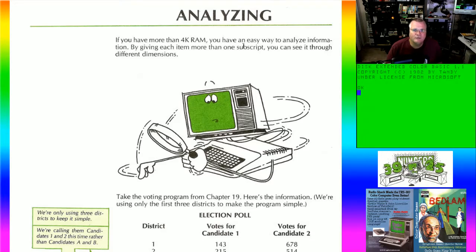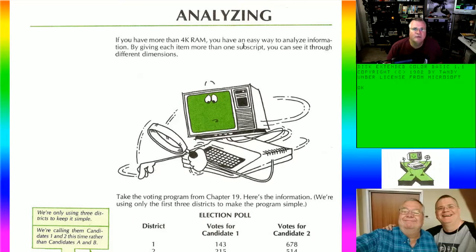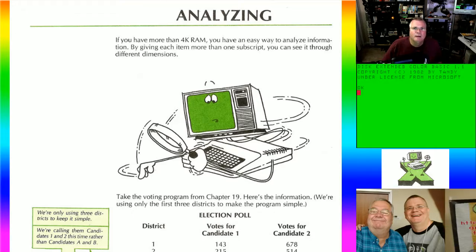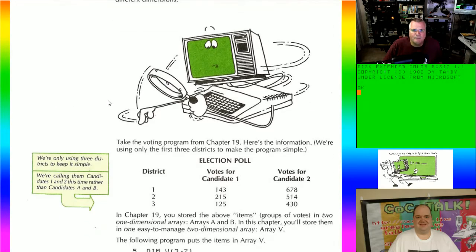So in any case here, if you've got more than 4K, which hopefully at this point you do, there's an easy way to analyze information by giving each item more than one subscript. And you can see it through different dimensions.